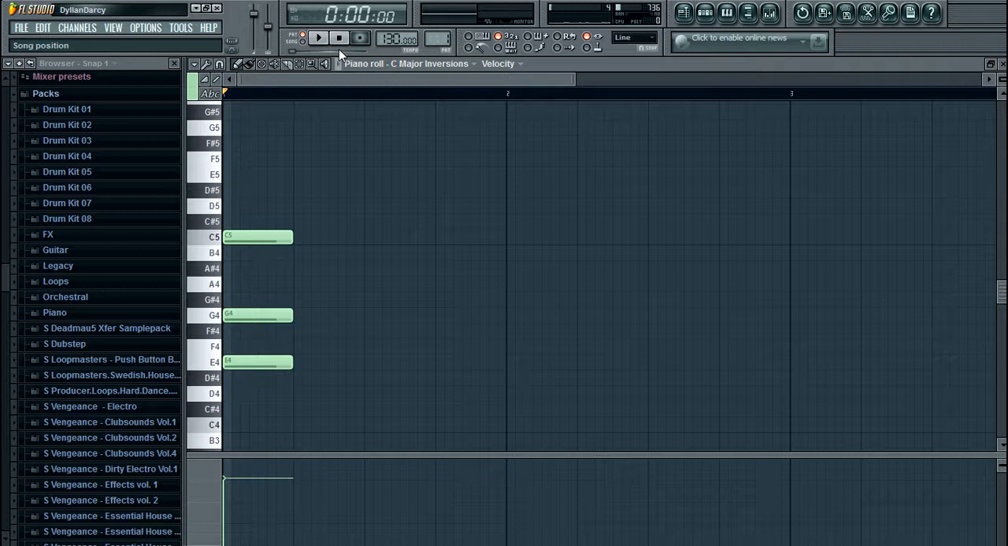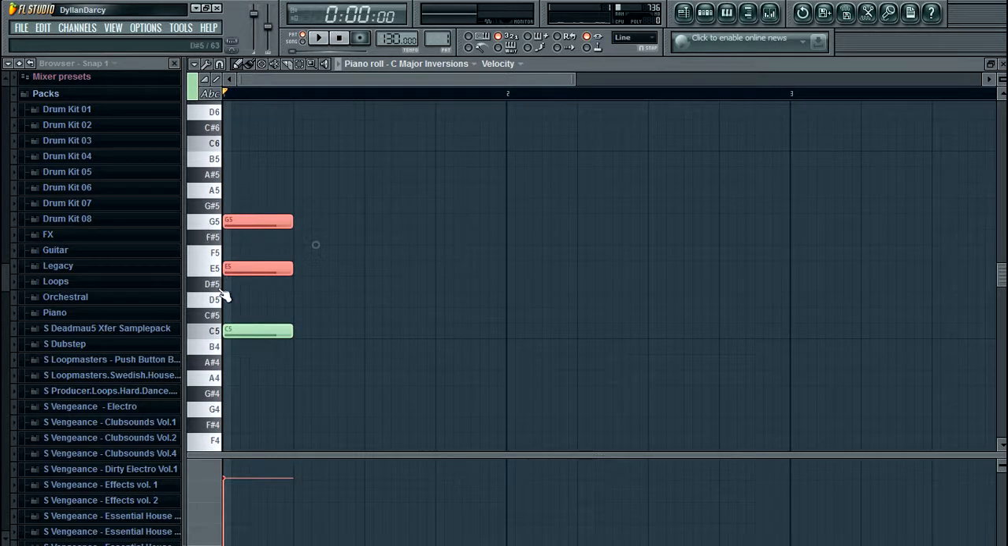So very quickly, that's what inversions are, and it's not just for C major, it's E and G, but for other chords, it would be your second note and your third note. Sorry, your first inversion is your first note moved up 1 octave. Second inversion is your first and second note moved up 1 octave, and then your third inversion is the third note moved down 1 octave, and your fourth inversion is the third and second note moved down 1 octave.